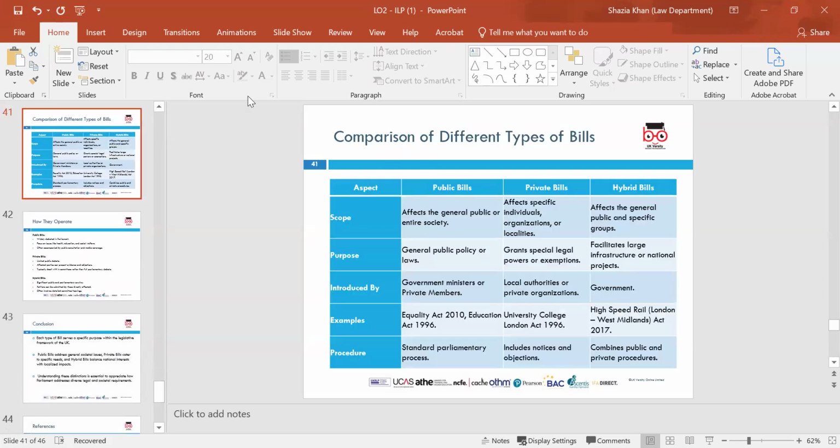So in this diagram, it looks at the elements of the different public bills, private bills, and hybrid bills, and the scope of each, the purpose of each, who introduces them, and examples of the procedure.